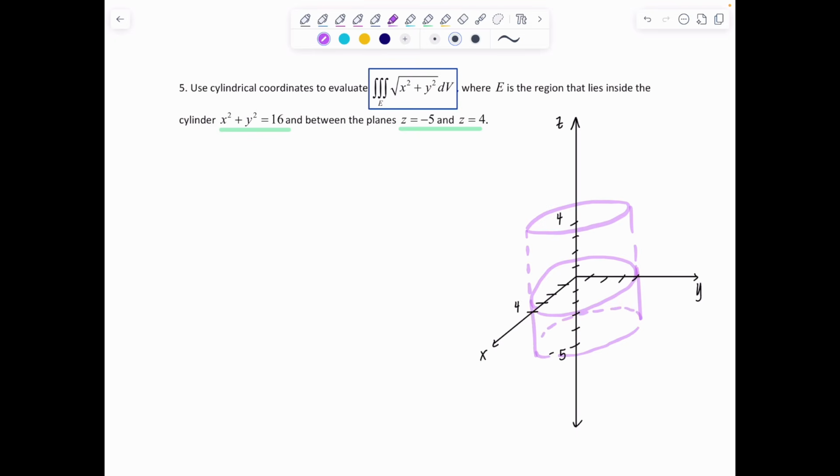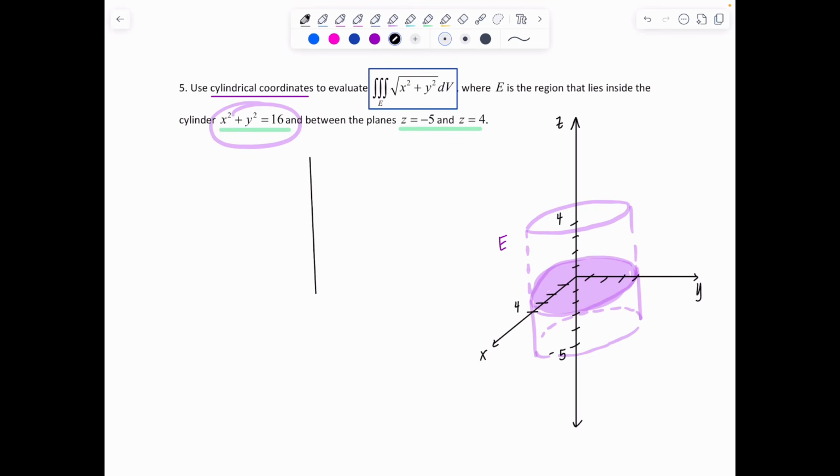All right. So this is E. This is what we're integrating over. We're going to set it up in the cylindrical coordinate system. So that means I need to represent my solid E in terms of r, theta, and z. For r and theta, all you need to do is imagine the projection in the xy plane. In the xy plane, E is just a circle, radius 4. I have that from this equation right here.